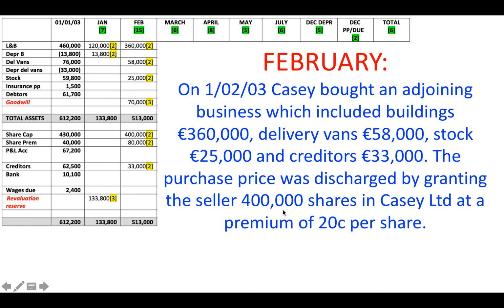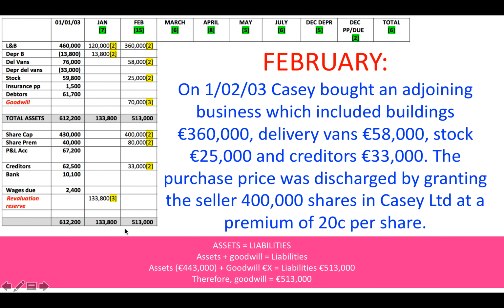So you want to look back at the balance sheet and make sure that the share price is €1 before you assume it's €1. In this question, it is €1 per share, so it is €400,000 that's put in there. Then that is at 20 cent per share. So €400,000 multiplied by 20 cent is €80,000. So at this point in time, we have 513,000 liabilities, but we only have €443,000 in assets when we tot these three up. So we have 70,000 in the difference.